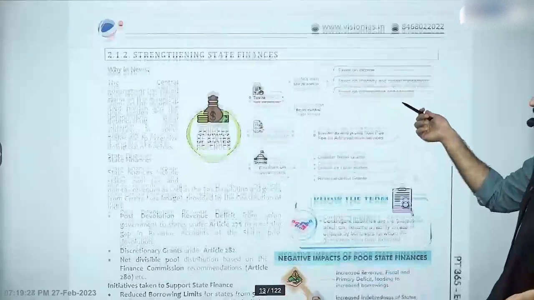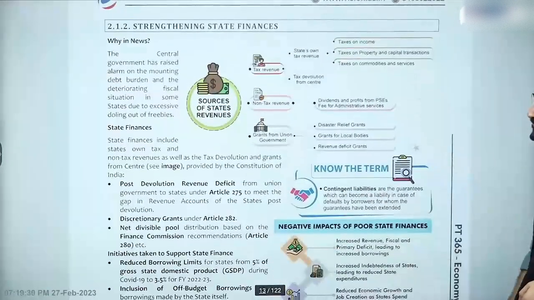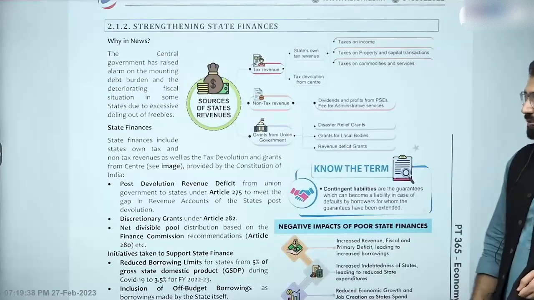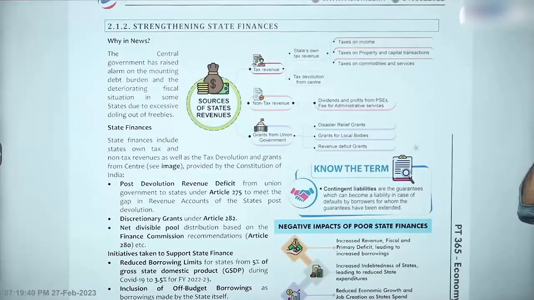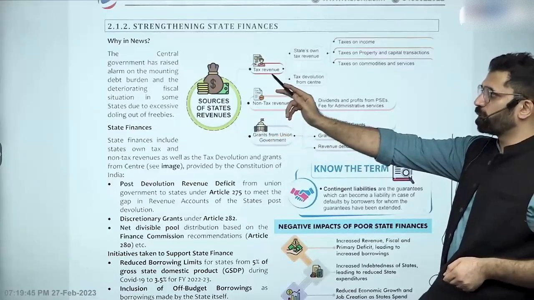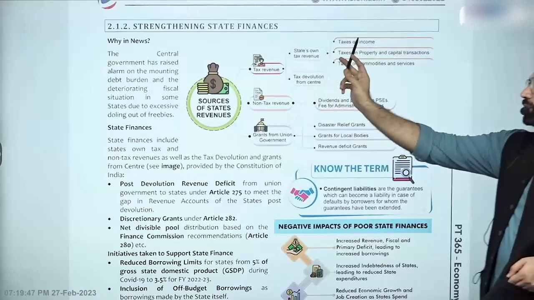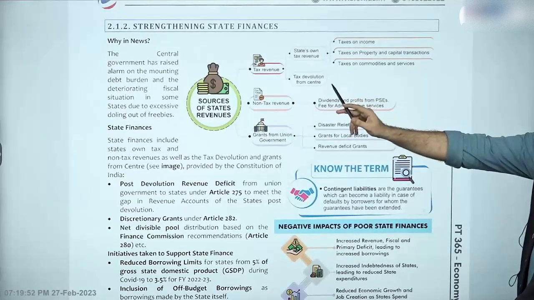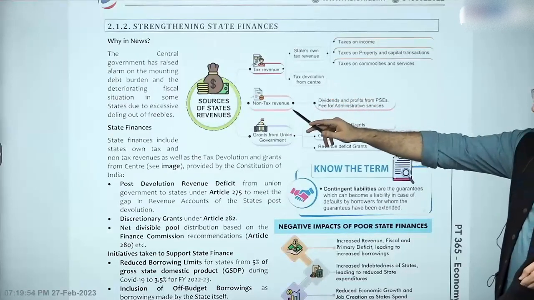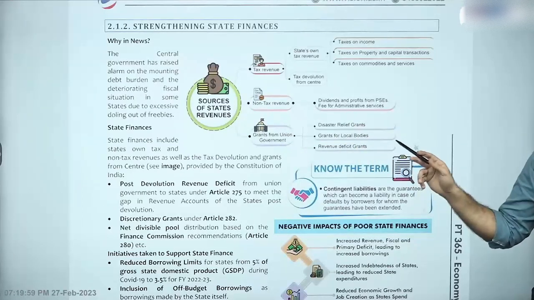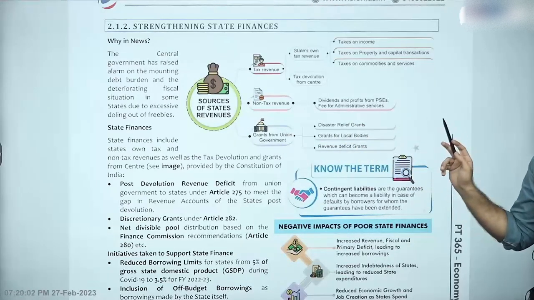Strengthening state finances. Every year RBI comes out with a report on the performances of state finances, the study of state budgets. Now the basic idea of state finances, what are the sources of income? You have tax revenue, own tax revenue, income, property, commodities, that is indirect SGST, tax devolution from the center, this is finance commission, non-tax dividend profits, grants from union government, Article 282, Article 275.